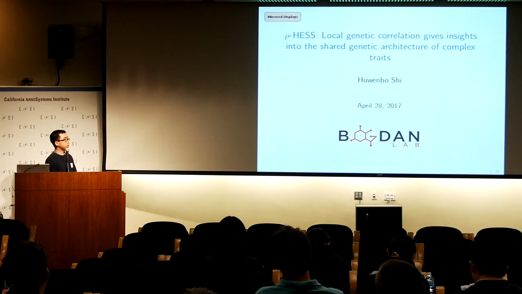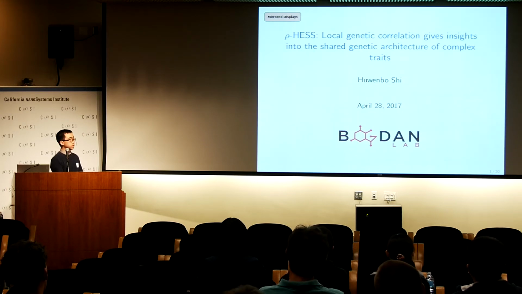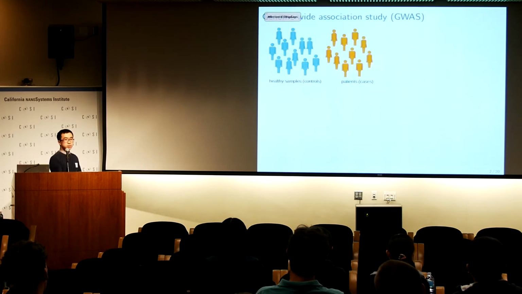Today, I'll be talking about our recent methods to estimate local genetic correlation from GWAS summary level data and how we use this estimator to localize shared genetics between complex traits. But first, I'm going to briefly talk about genome-wide association studies.